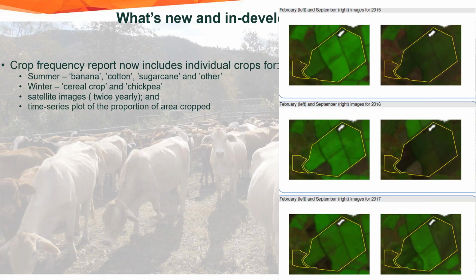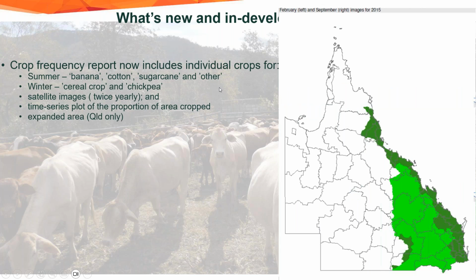You'll also get a time series plot of the proportion of area cropped, and so you'll see down here on the left hand side the greenness of the summer crops here, and the right hand side are the winter crops, and you've got the greenness here in one winter year that might have been oats in that area. An expanded area of Queensland, so we include much more of the north here, and the coast here that wasn't available previously.